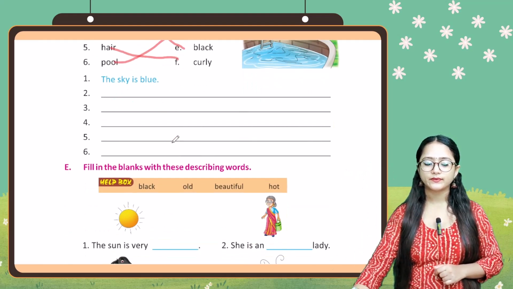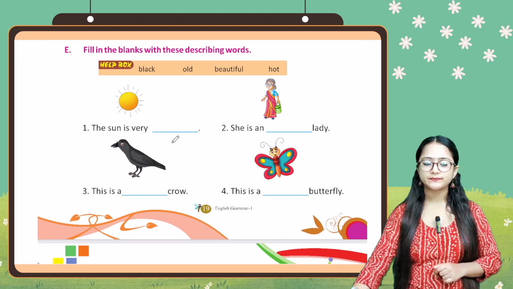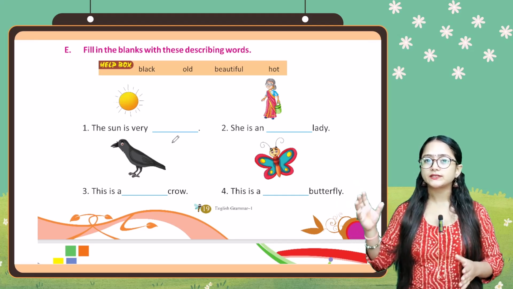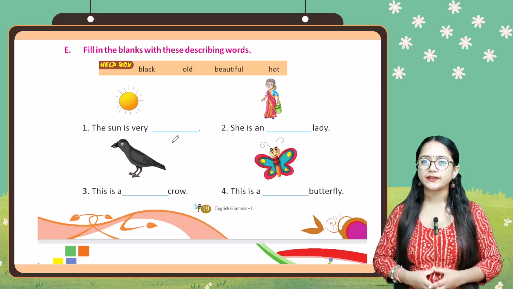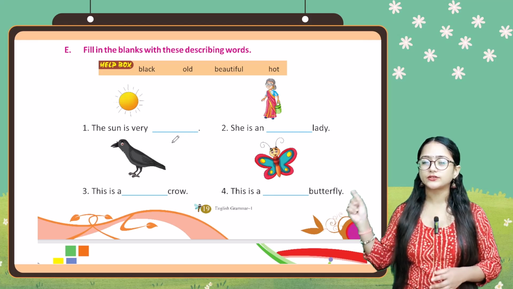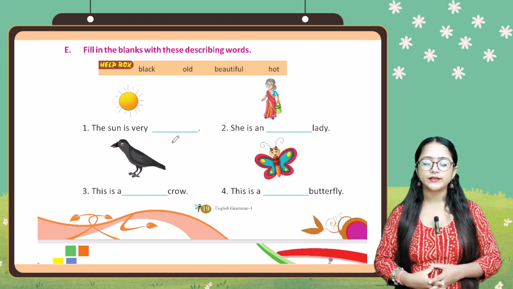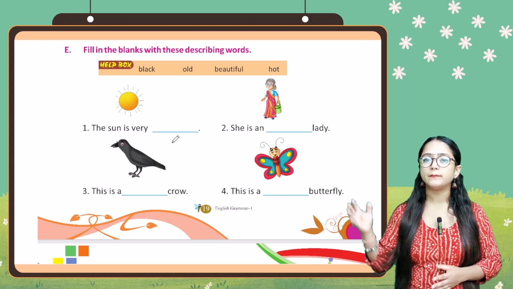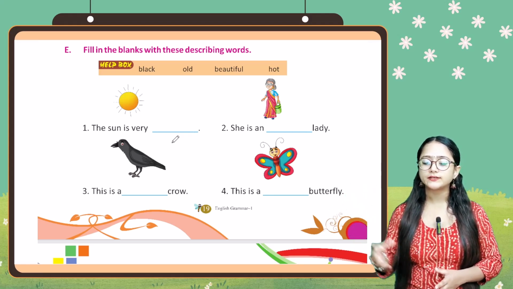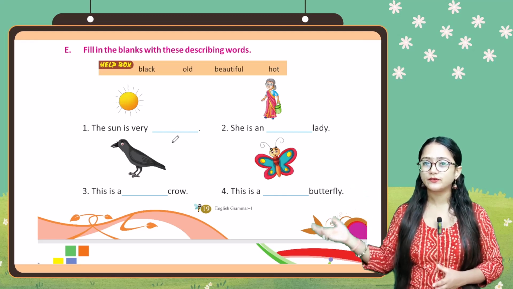Now the next question is, fill in the blanks with these describing words. For example, the sun is very dash. The sun is very hot. Next one, she is an dash lady. As you can see in the figure also, she is an old lady. Next is, this is a dash crow. This is a black crow. You have to describe the crow now, so you have to tell the color of the crow. Next is, this is a dash butterfly. This is a beautiful butterfly.